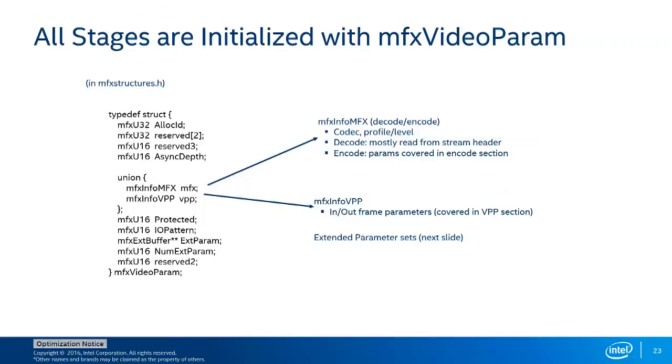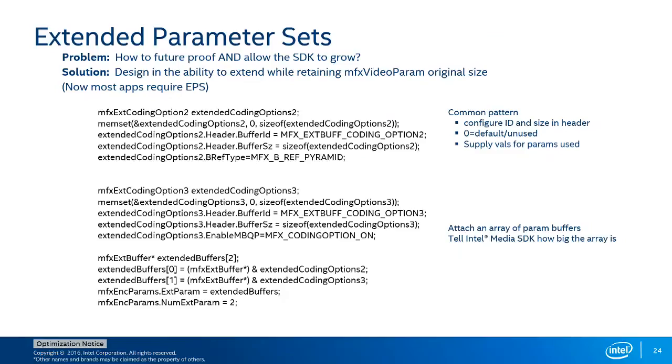From the programming interface perspective, everything's initialized with this MFX video param struct. Here you just fill in some of the basic parameters like the codec and the profile, things like resolution. Decode's even easier. Most of the parameters are read in from the stream header, and then maybe the only somewhat complicated bit is using extended parameter sets.